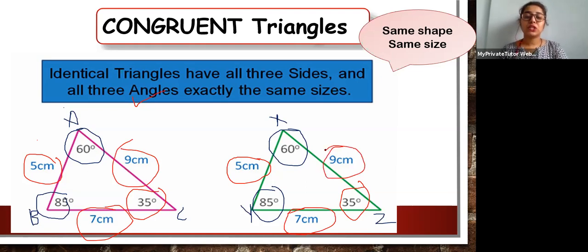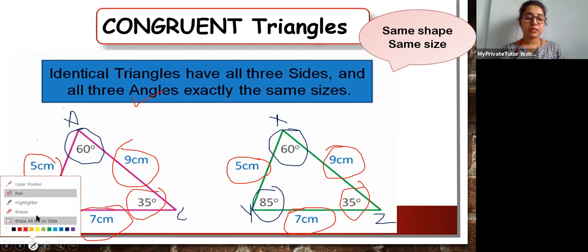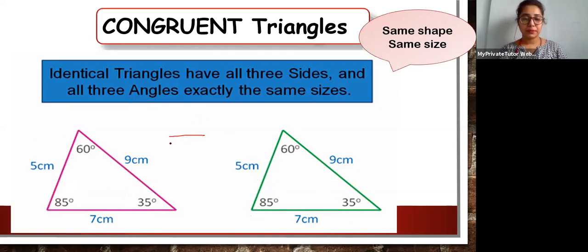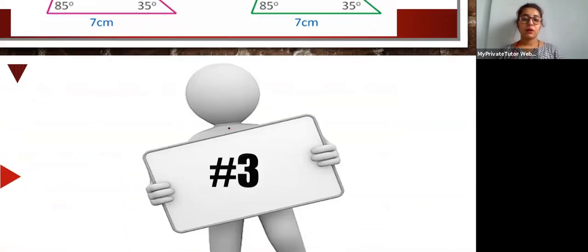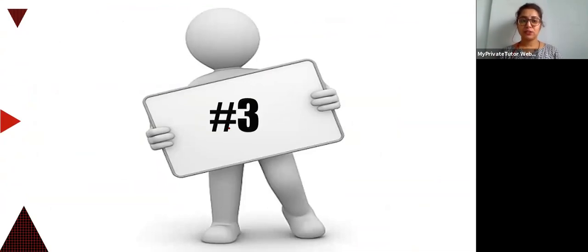So you can see that both of the triangles are equal in angles and they are equal in sides as well. So both of the triangles are congruent. Triangles having all the three sides and three angles exactly the same in size are considered to be congruent triangles. So here we are done with the hashtag 2 part, that is what are congruent triangles. Triangles which have exactly the same measurement are called congruent triangles.